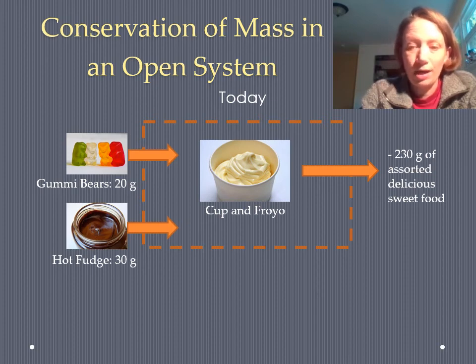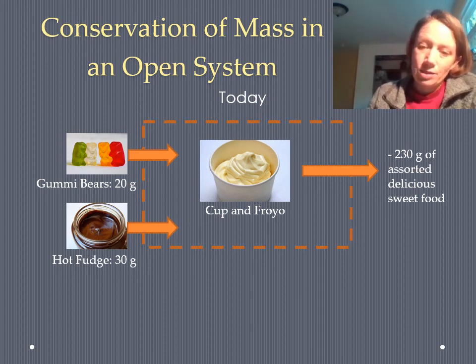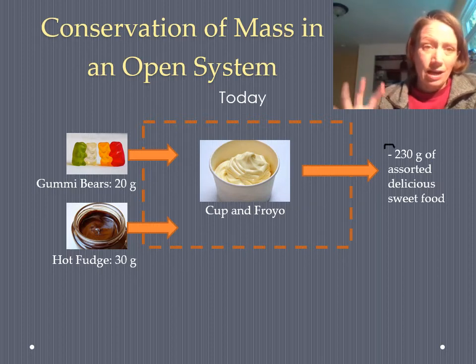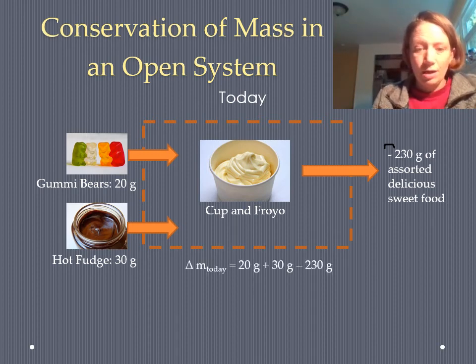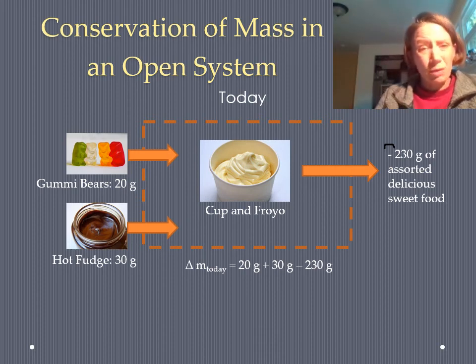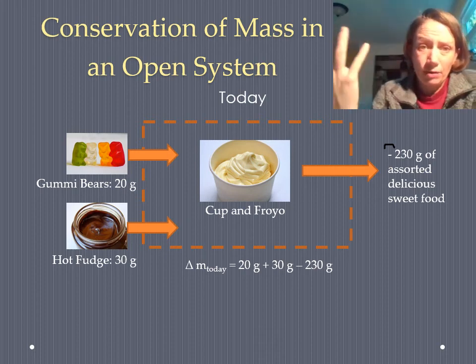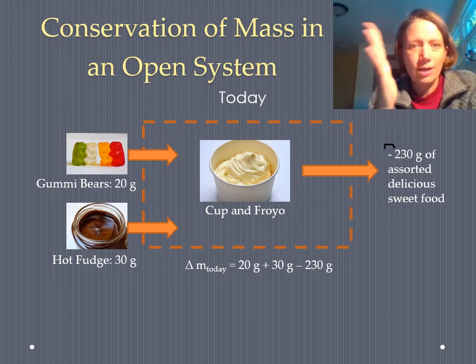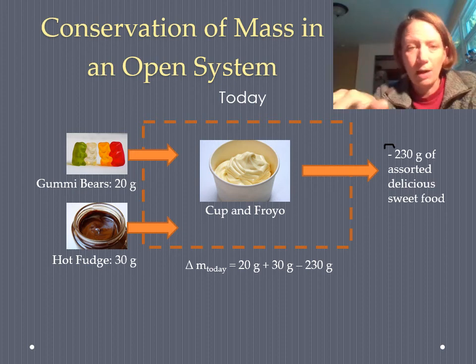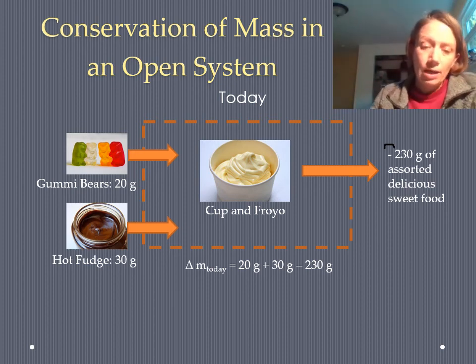You'll notice that I put a negative sign on there. That's to indicate the fact that that mass is coming out of the system. It's okay to have negative mass if you're losing mass. So the analysis of the system is as follows. I would calculate delta m. I can't do sigma m because I don't even know the mass of the cup and froyo, and also sigma m only applies at a single moment in time, and we have this stuff happening over the course of the day. But I can do delta m.